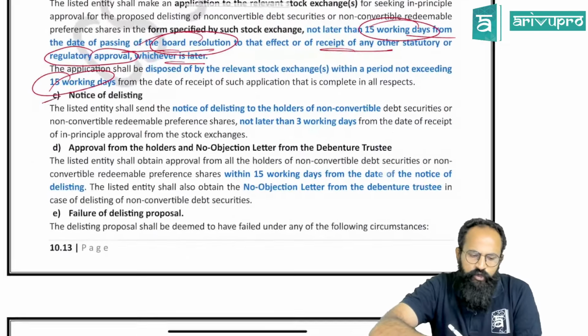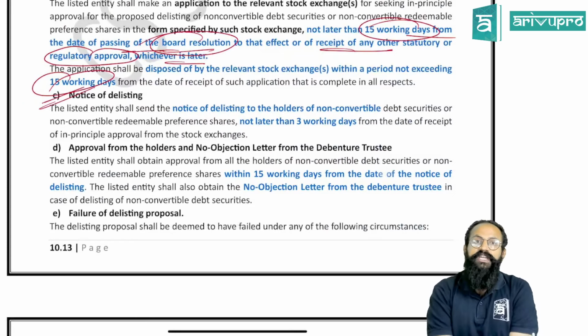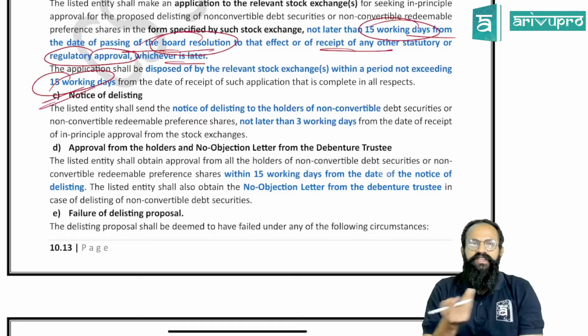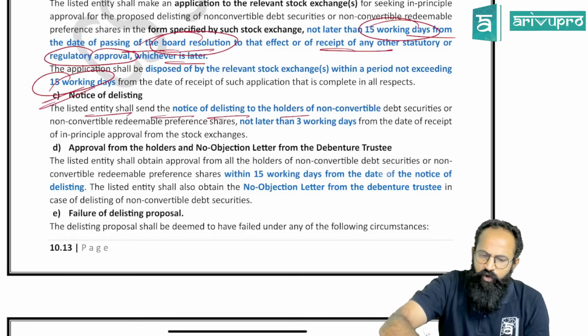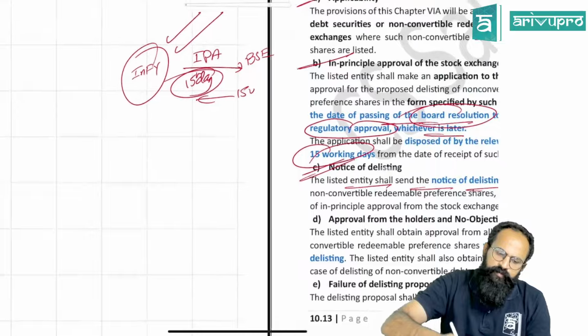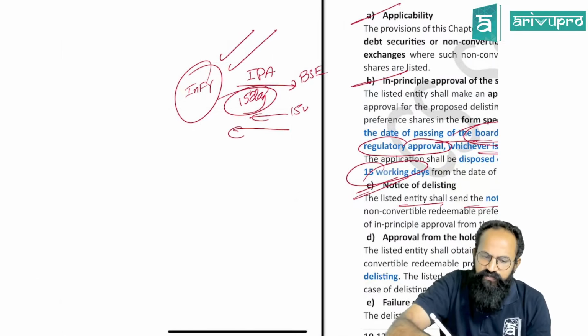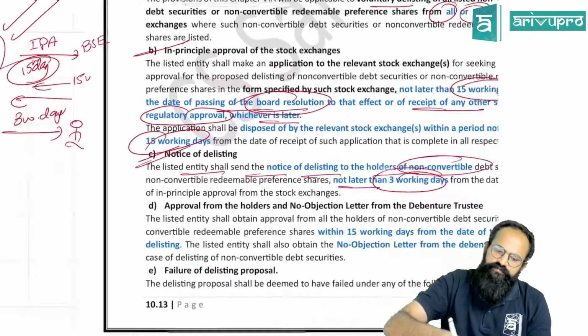Notice of delisting. Once the stock exchange responds, you need to intimate the holders as well, because even they need to know. The listed entity shall send the notice of delisting to the holders of non-convertible debt securities not later than 3 working days from the date of receipt of in-principle approval. Whenever they give the approval, you need to respond to the holders within 3 working days from the day you receive it.